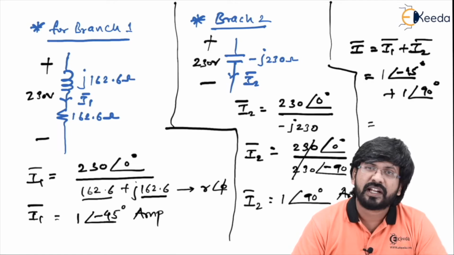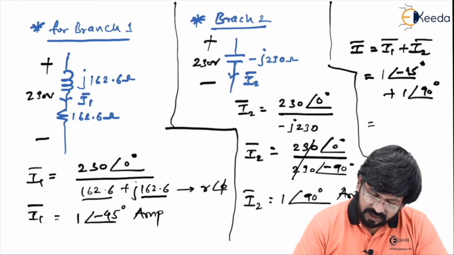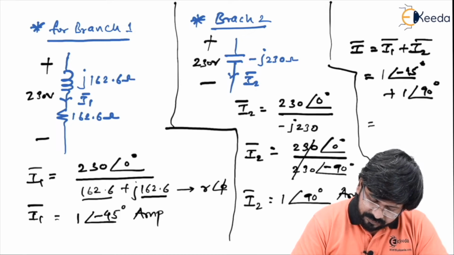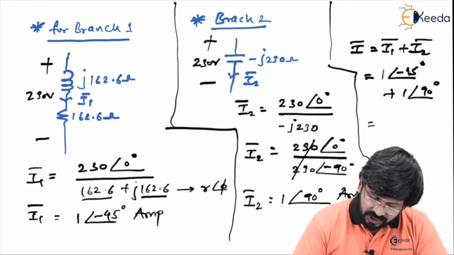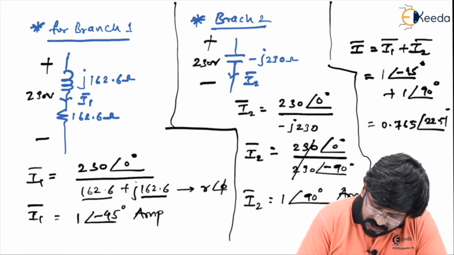How to convert 1 at an angle of minus 45 degree into rectangular form? I'm sure you remember, if r phase φ is given, how to convert it into x plus jy form? X is r cos φ and y is r sin φ. So in this case, if you calculate it, you'll get 0.765 at an angle of 22.51 degree. So this is the final I vector, right?